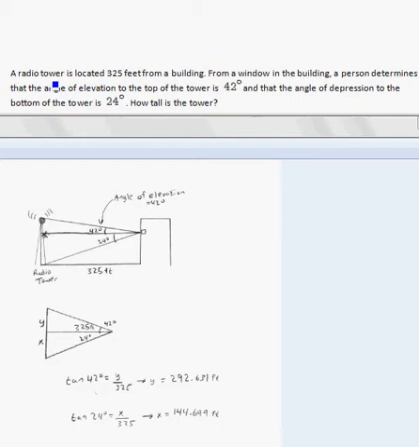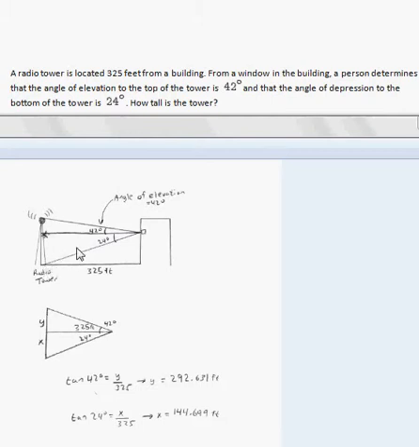In this problem, I'm told that you have a radio tower, here's mine, located 325 feet from a building. From a window in the building, a person determines that the angle of elevation, which means if this is their straight line of sight, the angle they have to look up to see the top of the tower is 42 degrees. So the angle of elevation is 42, and the angle of depression, that is, if this is their line of sight, the angle they have to look down to see the bottom of the radio tower, is 24 degrees.